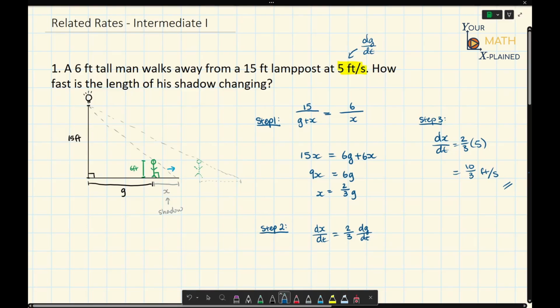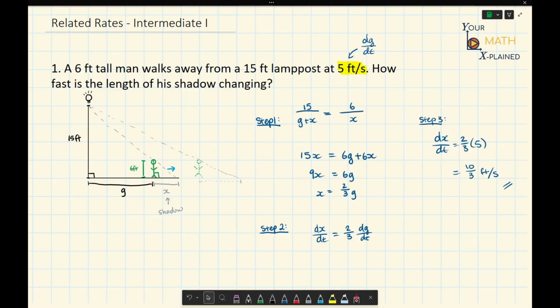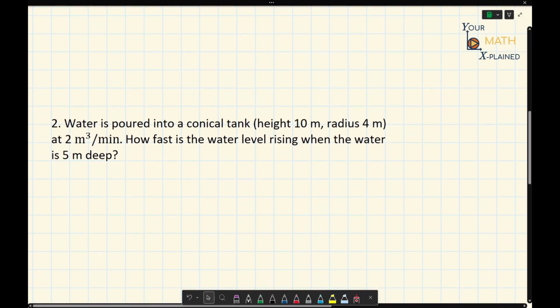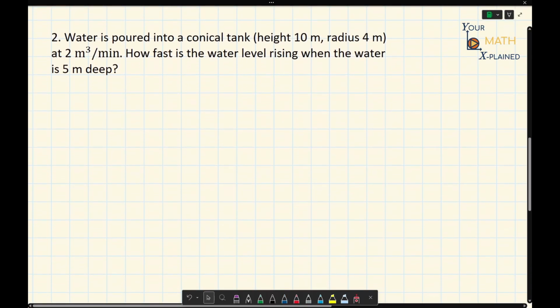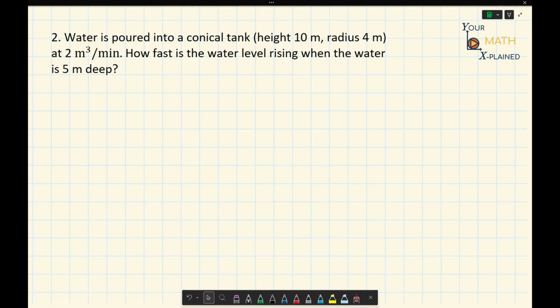So dx/dt equaling 10 over 3 means the length of his shadow is increasing at 10 over 3 feet per second. For our next problem, we're looking at pouring water into a tank, and we want to figure out how quickly the water level is rising when the water is at a certain depth.